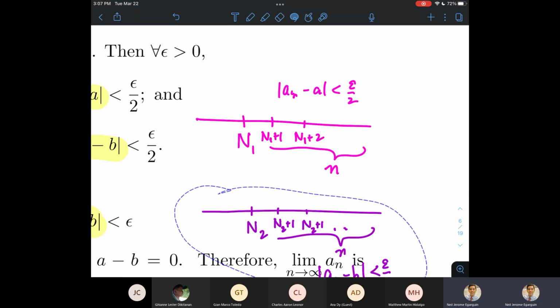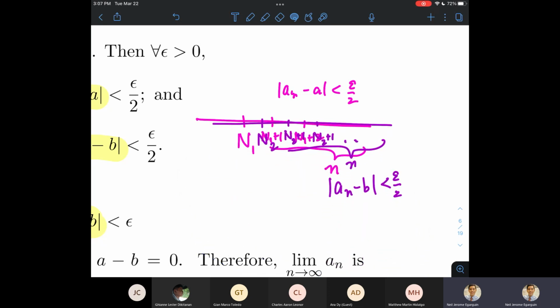Though masyado na siyang malaki kaysa dun sa kailangan ko, but that's perfectly fine. Existence lang naman yung hanap natin, di ba? Sa definition ng limit, there exists a capital N lang na starting index. So N1 plus N2 will work. Another choice would be the larger between N1 and N2.